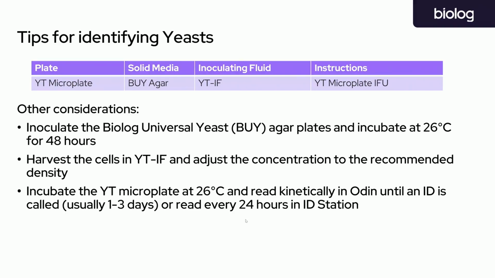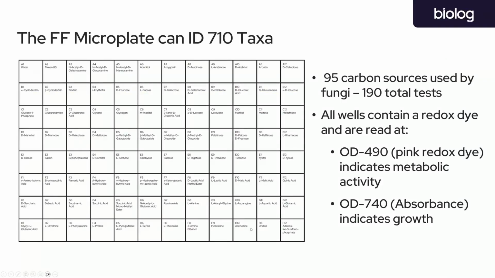So you can just take reads at 24, 48, and 72 hours, which is typically the end for any yeast identification experiments. Next slide. So now we get into the filamentous fungi, or the fuzzy molds out there. This plate is our only microplate that uses a different redox dye than all the other ones. Instead of absorbing at 590 nanometers, it is going to be 490 nanometers and is more of a pink color. It works functionally the same way, responding to energy production by the cells.